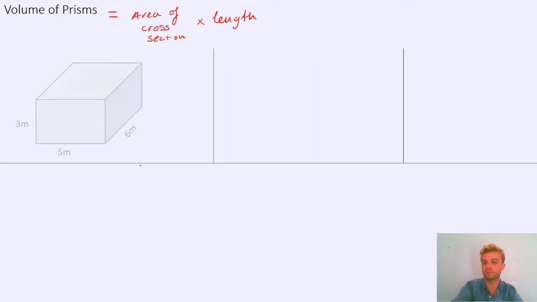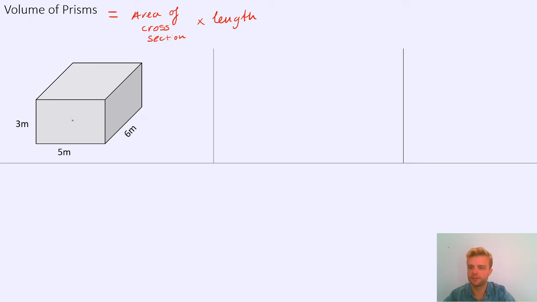But like with most things, it's probably easier if I talk through an example. So if I want to find the volume of this prism, the cross-section could be this rectangle on the front here. So I'm going to find the area of that cross-section by doing 3 times 5, which is 15. That's the area of the cross-section, so I just need to multiply that by the length, which is 6. So 15 times 6 is 90.